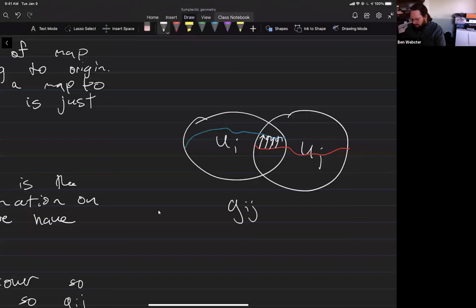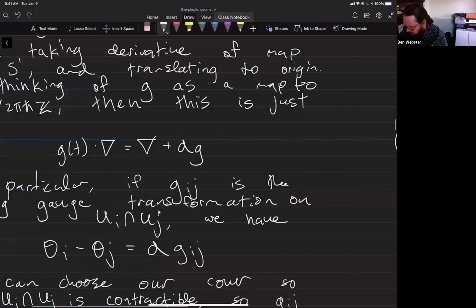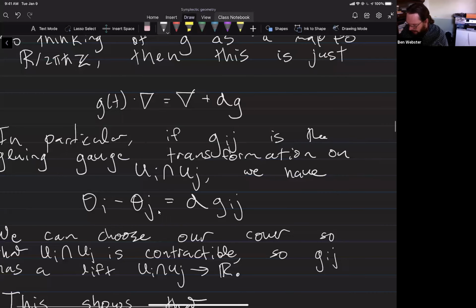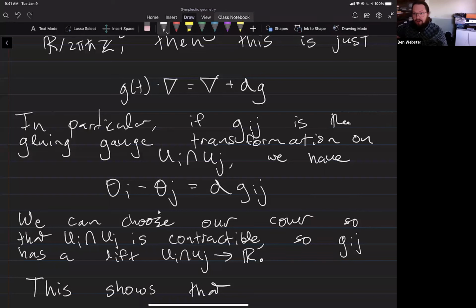Yeah, on the overlap, I have a bundle that I've trivialized in two different ways. So composing one trivialization with the other gives me an automorphism of the trivial bundle, the gauge transformation. All right. And so I have that theta_i minus theta_j is d of g_ij.